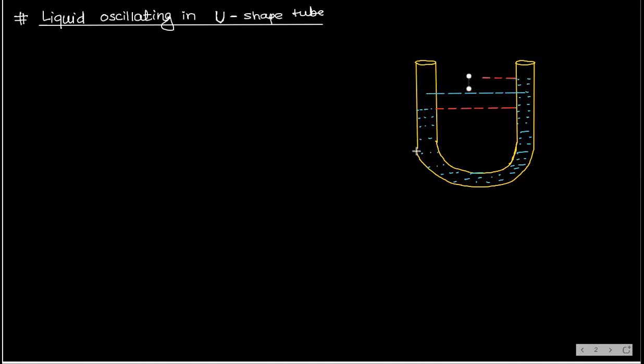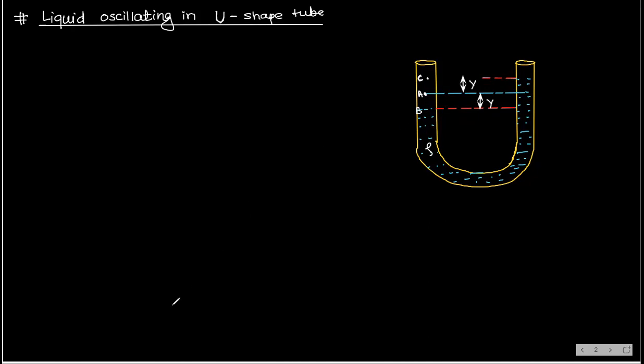Now this one is y. Also, this one is also y only. And this is the mean position. About this mean position, it is oscillating. Understand, this point you can take as A, this one is B, and again here also the liquid will go up and down. This will come down, this will go up, this will go up, this will come down. One will go up, one will come down. It will oscillate only. And rho is the density of that liquid.